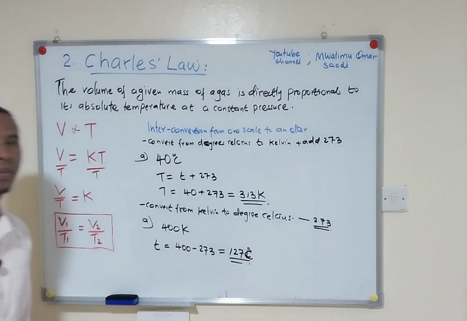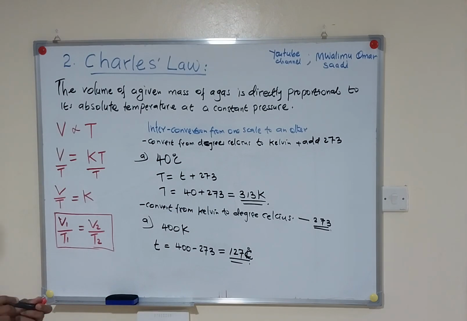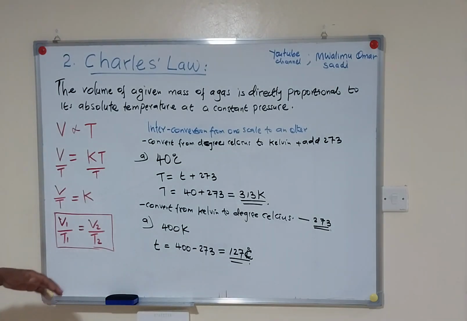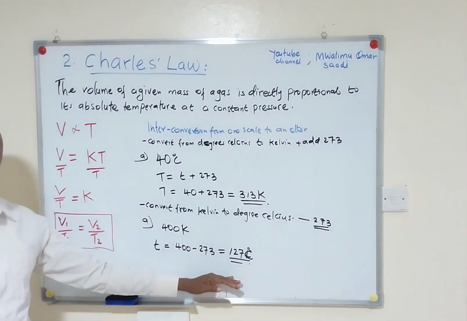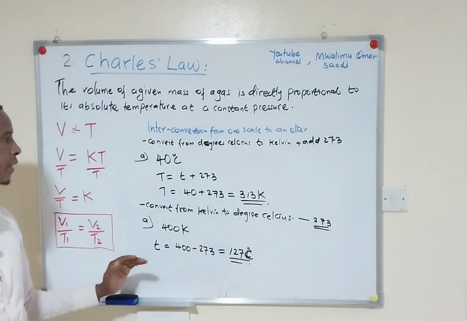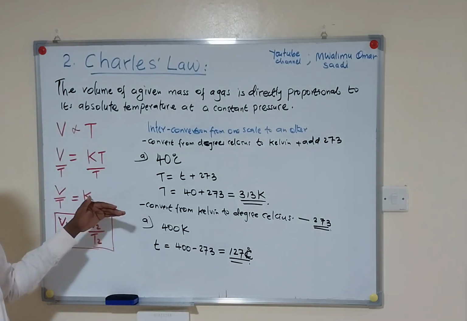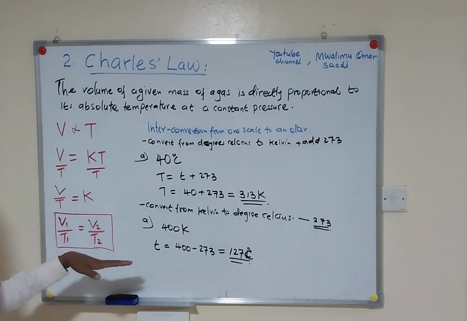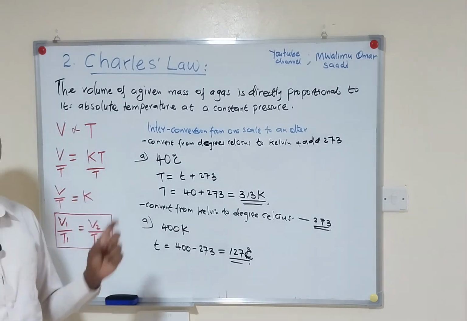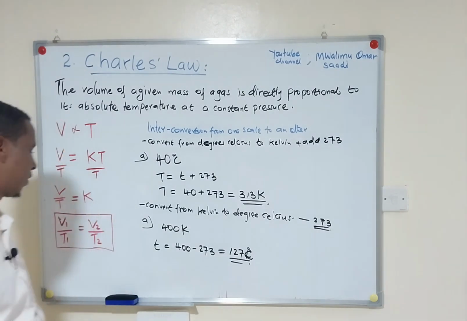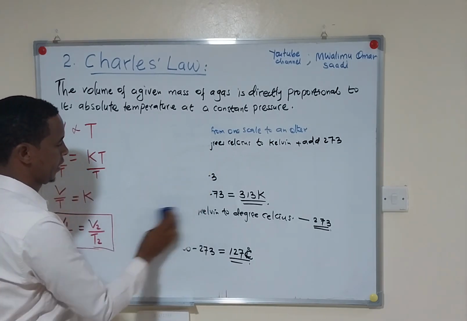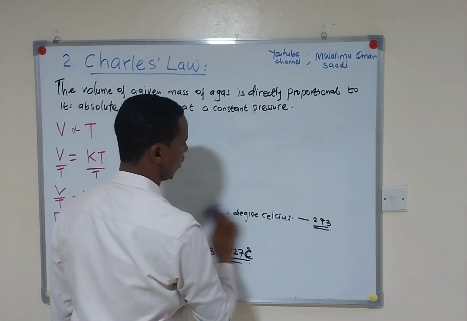So that is how to convert from one scale to another, because what we'll be using in the calculation will be temperature in Kelvin, K. And if you are given temperature in degrees Celsius and you need to calculate a certain missing value, you need to convert that degrees Celsius to Kelvin, K. So let us see one or two examples involving this law.